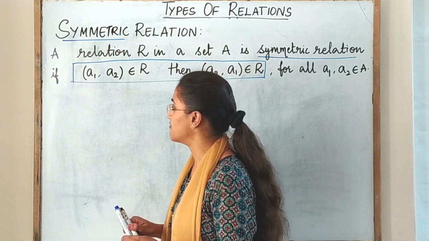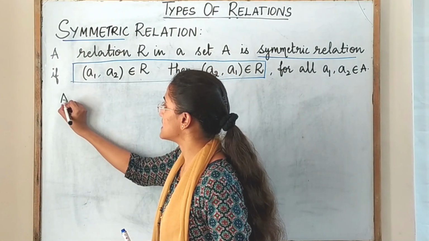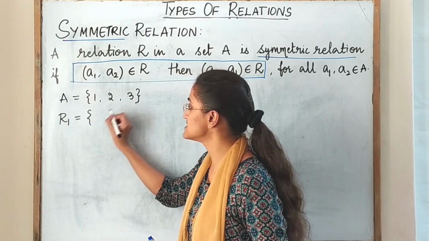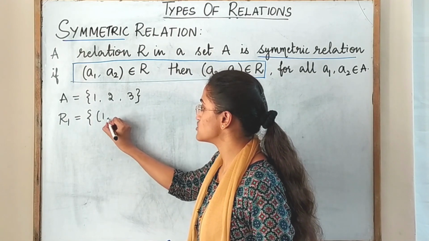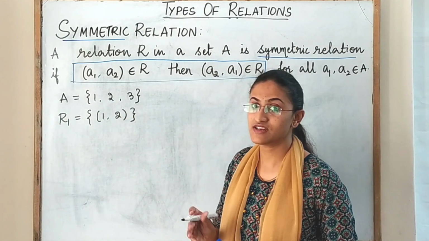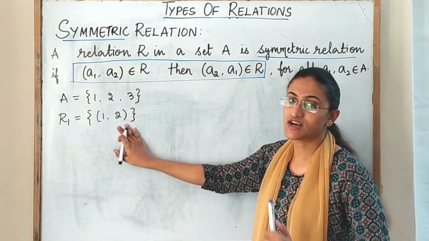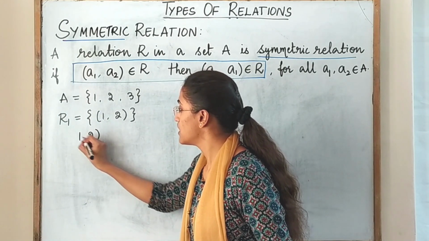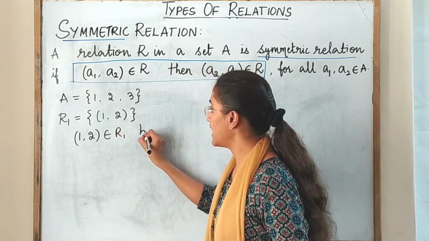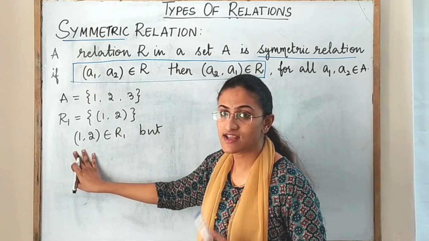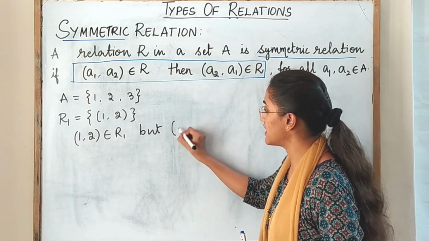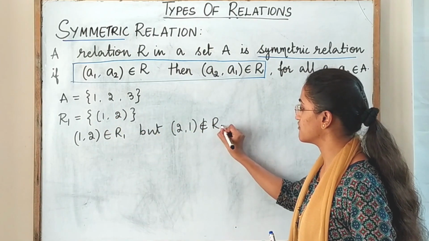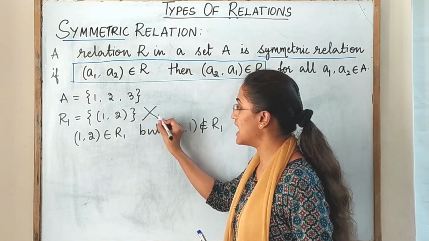Let us have a small example. If I am taking the set A as and defining the relation R1 as, okay, let me take an element (1, 2) inside the relation. This relation is not a symmetric relation. Why? Because (1, 2) belongs to R1, but does the reverse order belong to R1, that is (2, 1)? (2, 1), you can check that does not belong to R1, and hence you can conclude that R1 is not a symmetric relation.